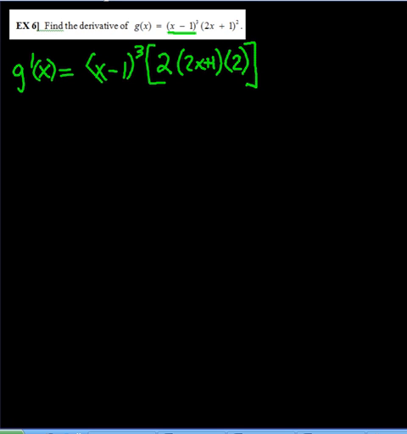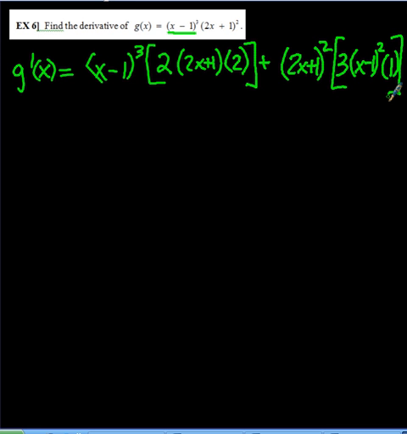So that's the first half of the product rule, and then to that we're going to have to add the derivative for the second piece. So we're going to have (2x plus 1) squared times the derivative of (x minus 1) cubed, and again this piece is going to involve the chain rule. So we'll have 3 times (x minus 1) squared, and then the derivative of x minus 1 is simply 1.